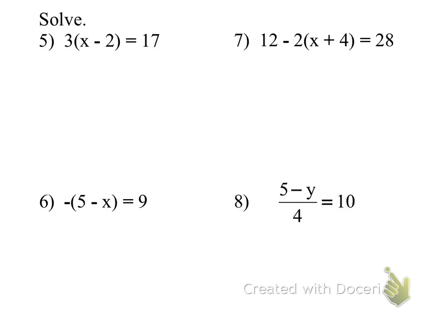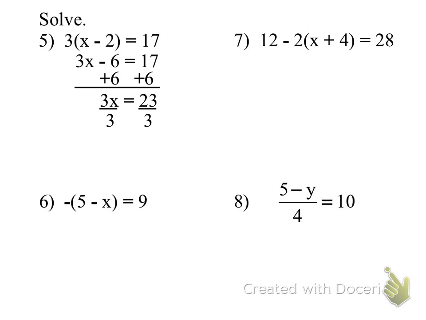Step 1. For number 5, you multiply 3 times x, which is 3x, and then 3 times negative 2, which is negative 6, and it equals 17. Okay, so that's called distributing. We distribute and we get 3x minus 6. To distribute is to multiply. Keep going. And then you add 6 to both sides, which is 3x equals 43. Good. And then you divide by 3 on both sides, and you get x equals 7 2/3.